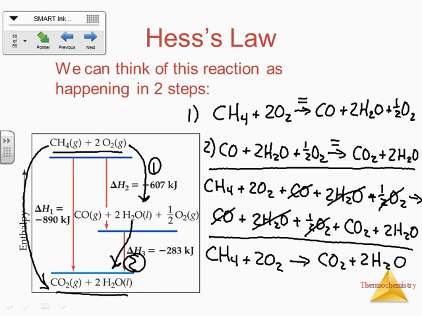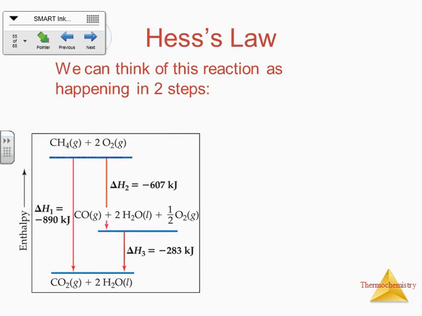And so you can basically just add those things together, and when you add the equations together, you also add together the delta H's, okay? So the delta H for this first equation up here is negative 607, okay? And then the delta H for the second equation here is negative 283. So when we add the equations together, we also add those delta H's together, and we end up with this delta H right here, negative 890 kilojoules. Okay? Hopefully that makes sense.